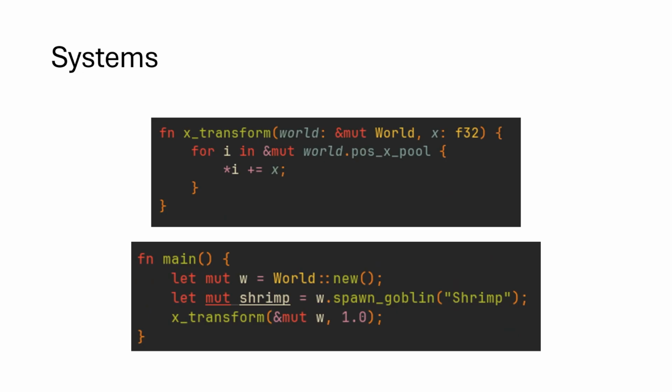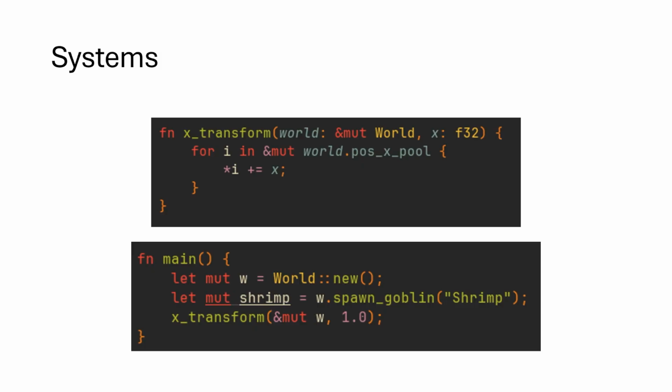And here's an example of a system. So we have a system that we call X transform. Notice it's not just transform. We're not just moving all the x's, y's, z's, and rotations together. We're doing one at a time, where it iterates over every single value in the position x pool and applies the transform to it. And again, this isn't how you would do it in an actual game, but it's an example.